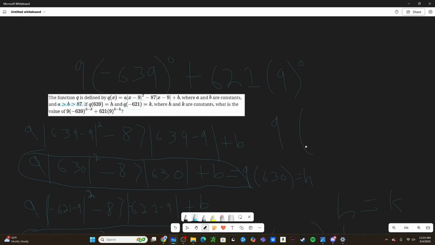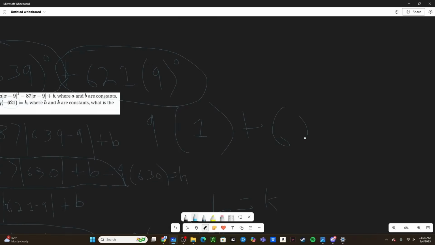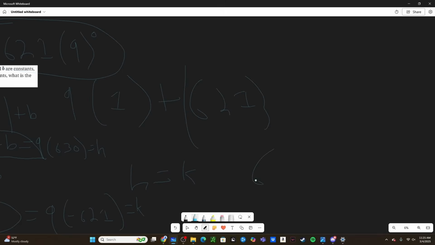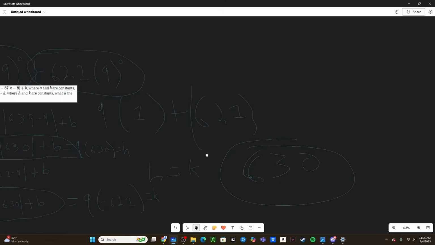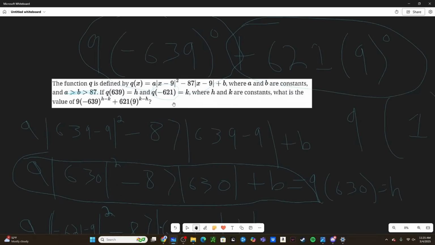So we have 9 from this side of the equation. We have 9 times 1. And from the right side of the equation, we have 621 times 1. So with simple math, we know that 9 plus 621 is 630. And so that is actually going to be our final answer to this very complex looking question.